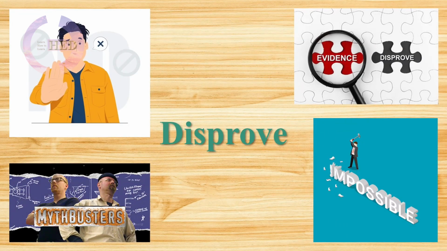Disprove. Verb. To disprove something means to show that it is not true. The scientists disproved the theory that the sun moved around the earth.